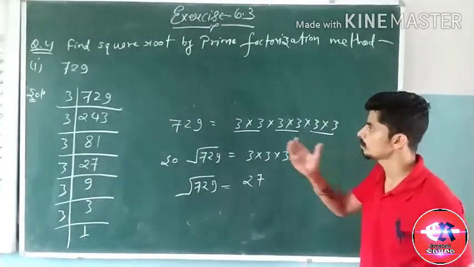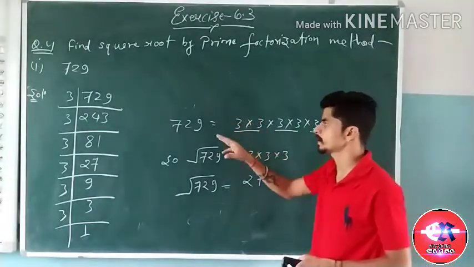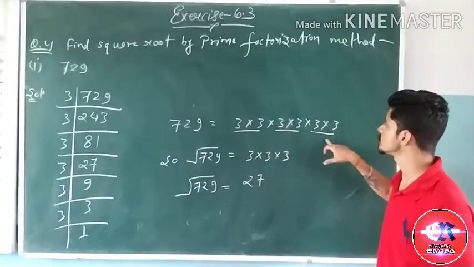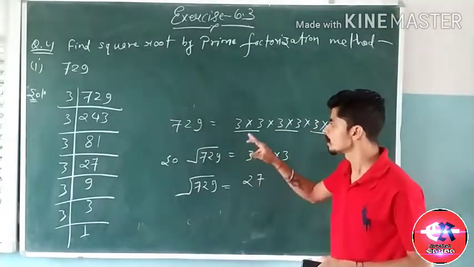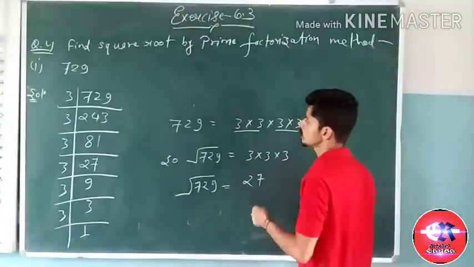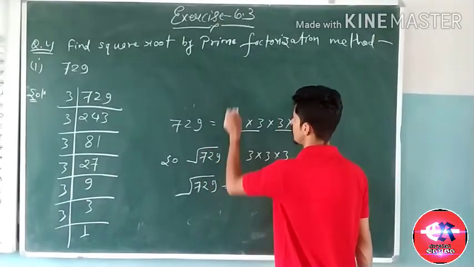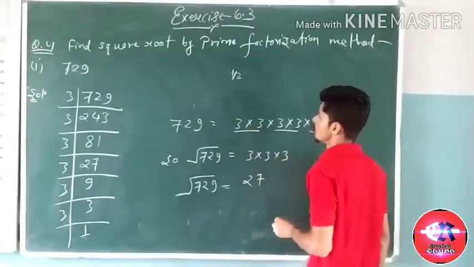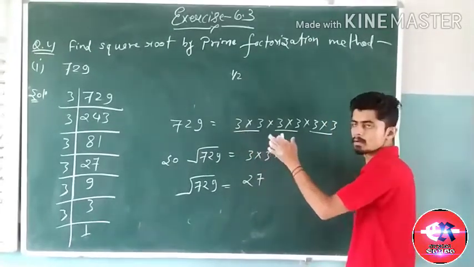Now we have to count how many times the number is divisible, what is the factor of that particular number. So 3 is 6 times. 6 times 3 will divide 729 completely. And when we are finding a square root, that means the power of the square root is 1 by 2.